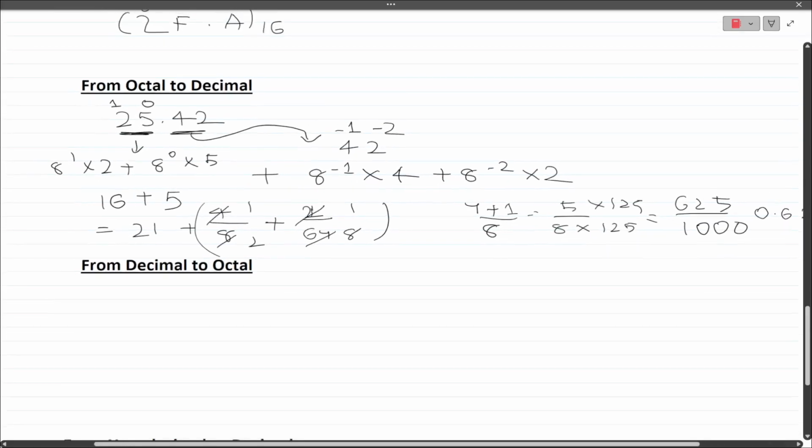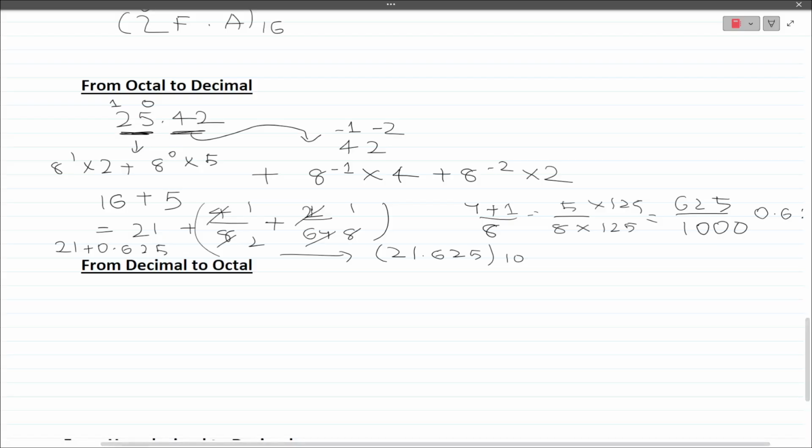What will I be doing? I will be adding, so 21 plus 0.625. So my answer is 21.625, and this time I have a decimal with me. Okay, this is how you need to convert your octal to decimal.